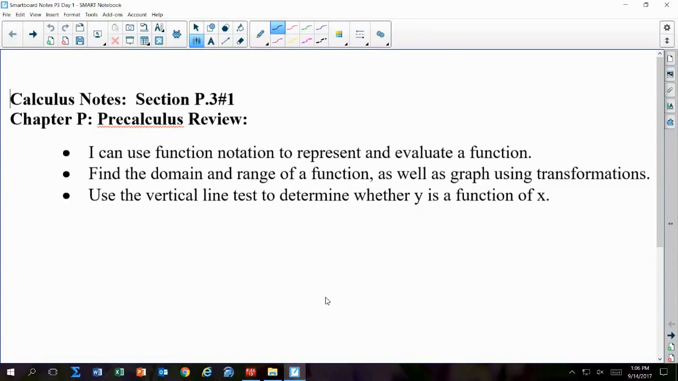Read the learning goals. It says I can use function notation to represent and evaluate a function. I can find the domain and range of a function as well as graph using transformations. And I can use the vertical line test to determine whether y is a function of x. So again, just mixed pre-calculus review.